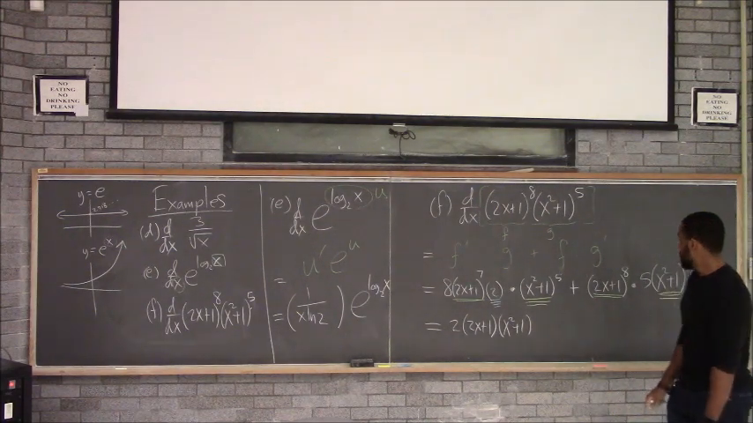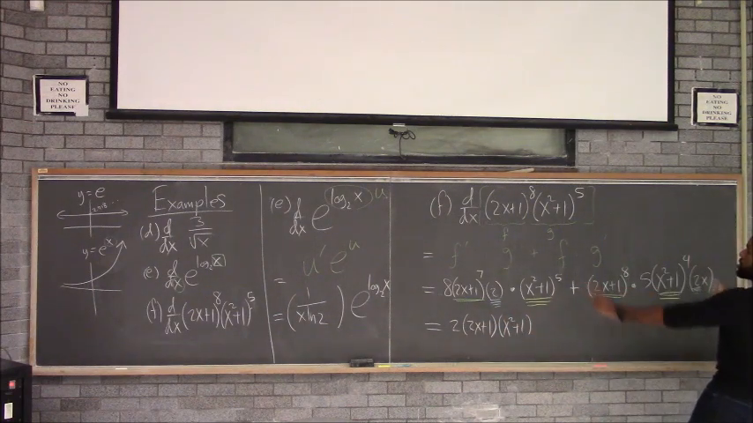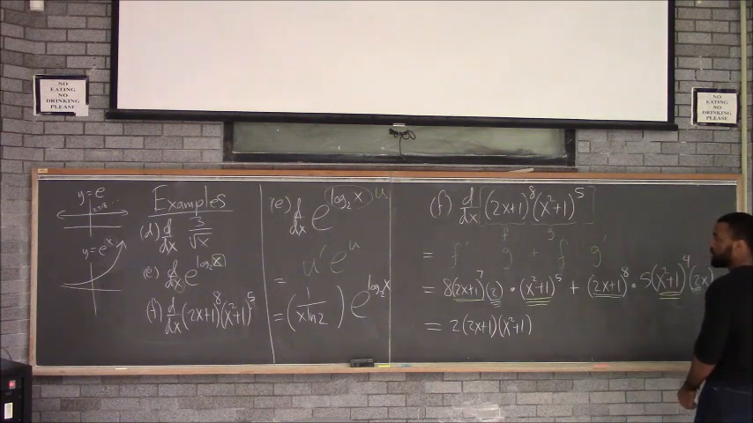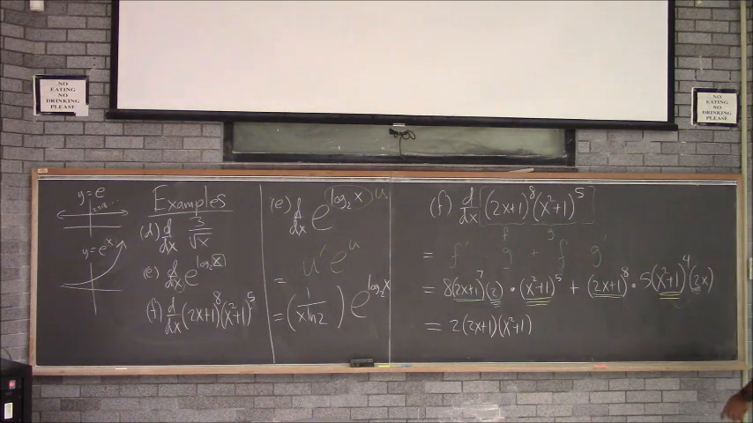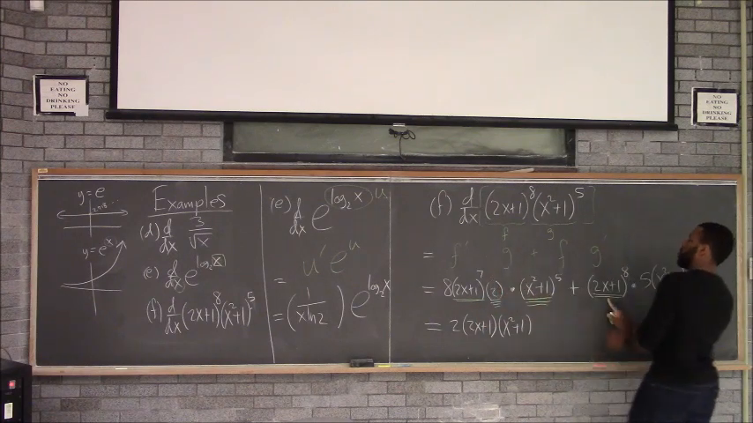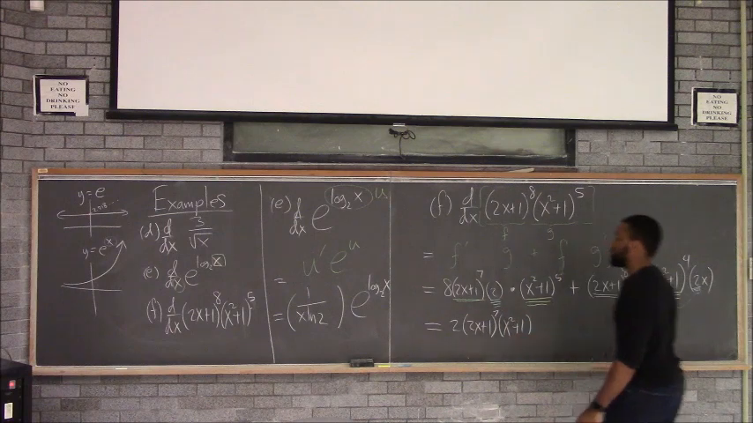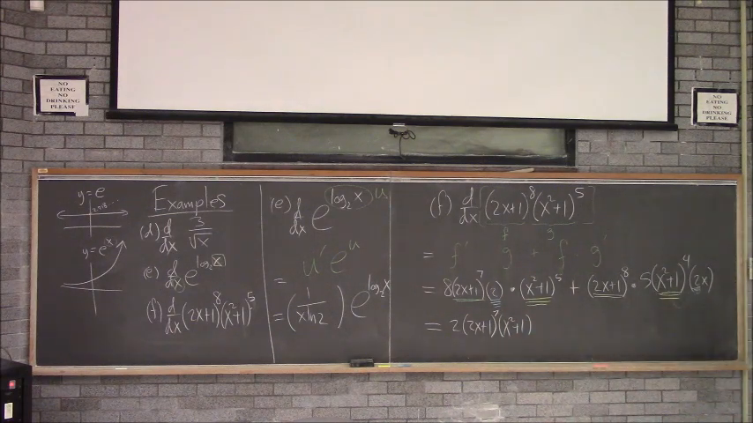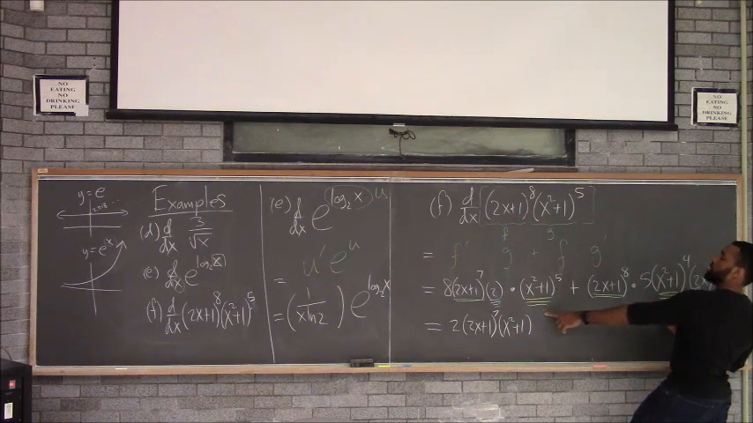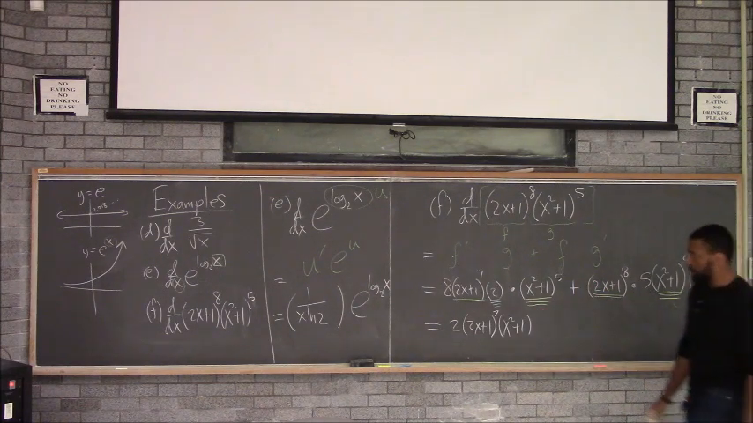Lowest power. So 2 appears in 2 locations. They're both to the power 1, so the lowest power is 1. I pull that out. 2x plus 1 appears in 2 locations. Once it appears to the power 7, once to the power 8, I will factor out the power 7. X squared plus 1 appears in 2 locations, once to the power 5, once to the power 4. 4 is the lowest power. I will factor that out.